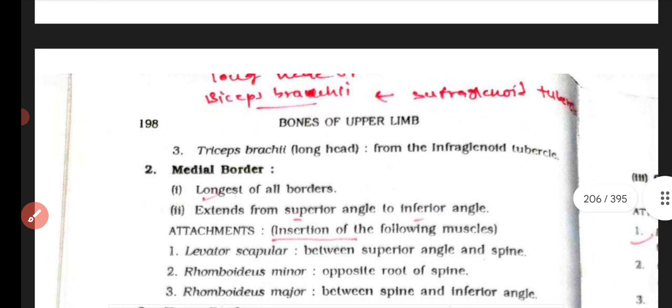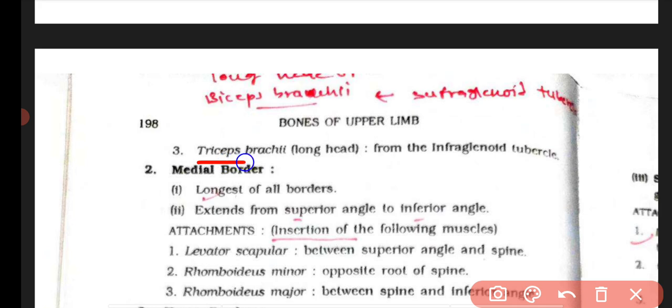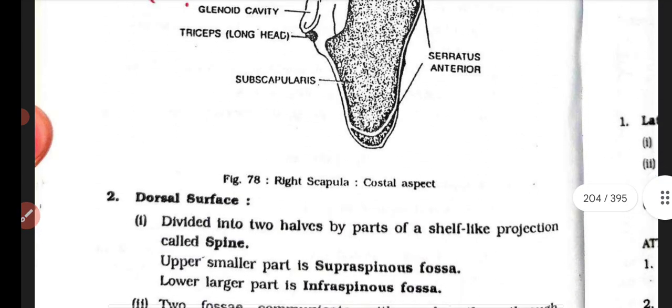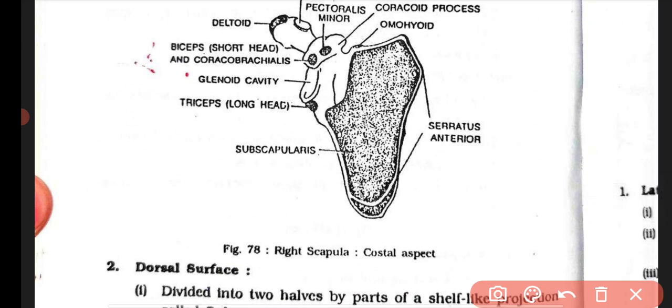And last is the triceps brachii: the long head of the triceps brachii muscle originates from the infraglenoid tubercle. I already showed the infraglenoid tubercle. This one, right? The long head of the triceps muscle. This one is the infraglenoid tubercle.